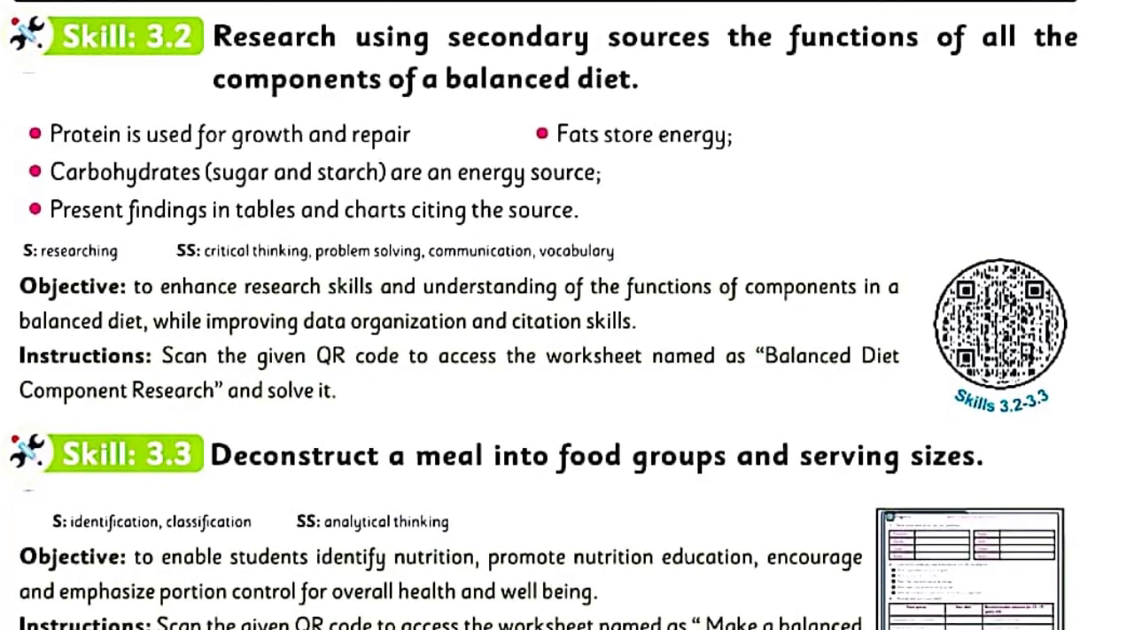Skill 3.2: Research using secondary sources. The functions of all the components of a balanced diet. Protein is used for growth and repair. Carbohydrates are an energy source. Fats store energy. Present findings in tables and charts, citing the sources. Researching skills: critical thinking, problem solving, communication, vocabulary.